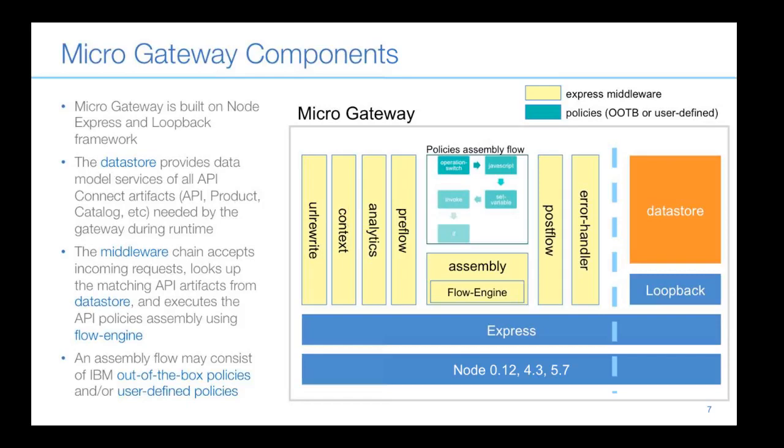Then after that, the control will be passed to the post-flow and the error handler. If everything goes fine, the post-flow middleware will send the final processed result back to the API client. And if there was any error during the request processing, the error handler middleware will capture the error and send the error message back to the client. So that's how these components work together end-to-end to process the incoming API request and return to the client. All right?